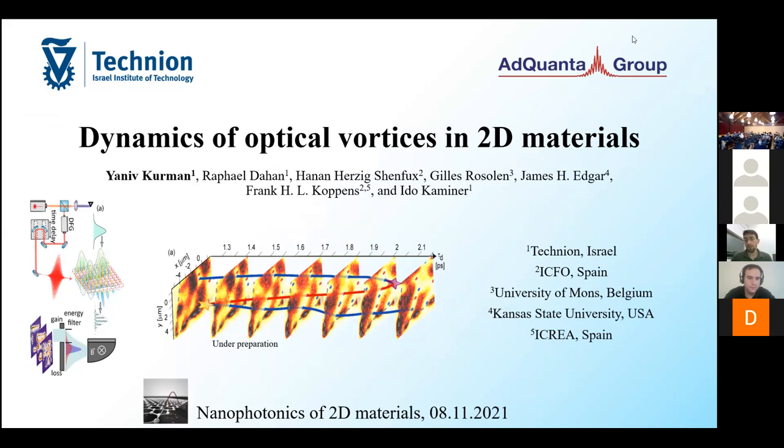In this talk, we have two points of novelty. The first is showing measurements of optical vortices inside 2D materials. The second is showing dynamics of optical vortices that, as far as we know, was never measured in any optical setup. We managed to do these measurements using the properties of 2D materials and the polaritons in 2D materials, and also a new experimental setup that I'll explain today, which is an ultrafast transmission electron microscope.